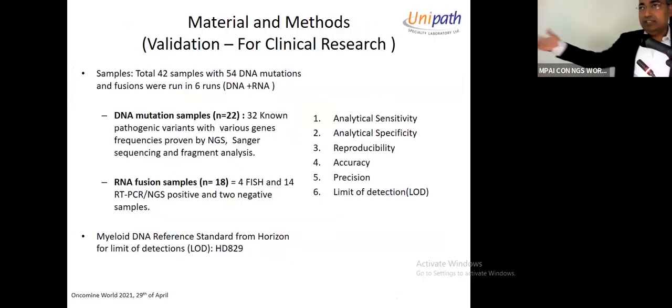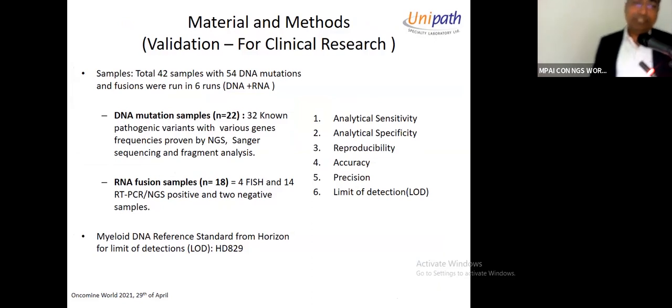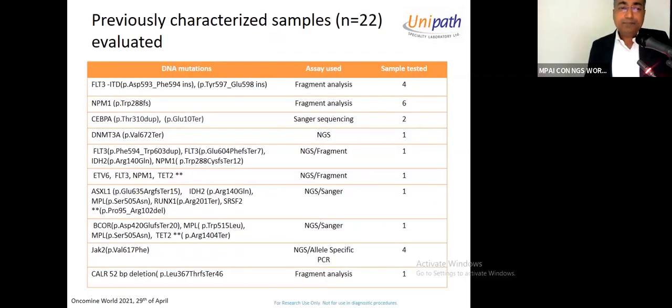So using this panel, we tried to validate, and we ran around 52 samples with 54 mutations, and different types of samples were there. These were DNA mutations, then RNA fusions, and Sanger and FISH verified samples we used, along with the myeloid reference standard from Horizon, that is HD829. We used this and looked at the sensitivity, specificity, reproducibility, accuracy, precision, and limit of detection.